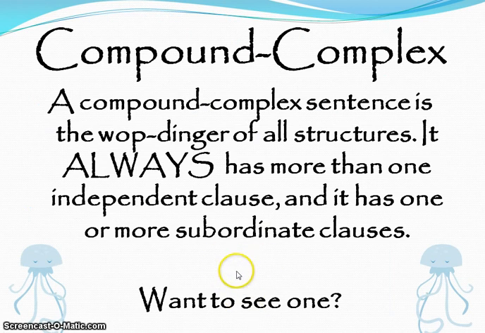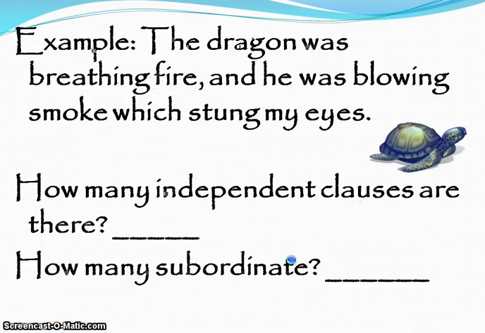Here's our last kind of sentence. This is probably the most difficult sentence that students could write or even to find. This is going to be a compound sentence, so it will have two independents. Somewhere in it will be a comma, conjunction, or semicolon. But then they sneak in a subordinate clause, making it a CC, compound complex. So let's look at one. The dragon was breathing fire, and he was blowing smoke which stung my eyes.